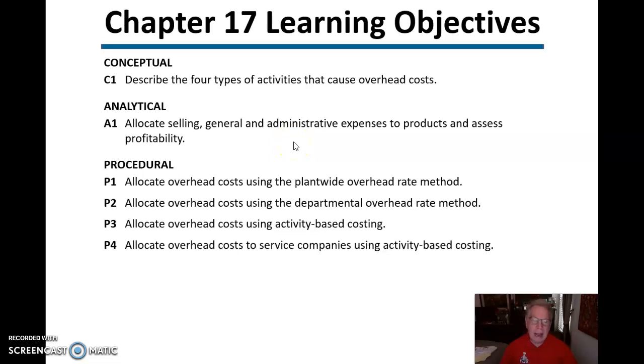There are several ways that we might allocate overhead. The first one is the plant-wide overhead rate, and that's one rate. A little more sophisticated is the departmental overhead rate method, where we have different allocation methodologies for each department. And finally, activity-based costing, and we'll see how that works, and that's the most sophisticated of those. We can also use activity-based costing to allocate not only for manufacturing companies, but for service companies as well.